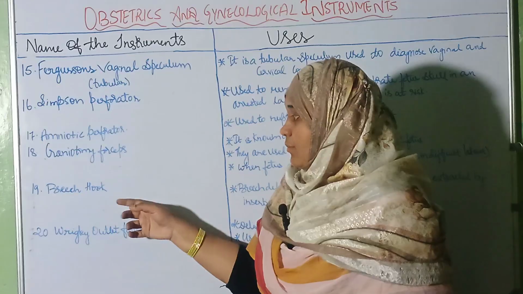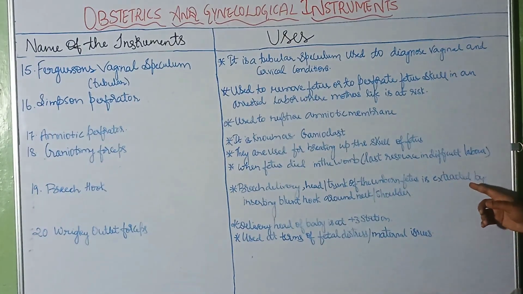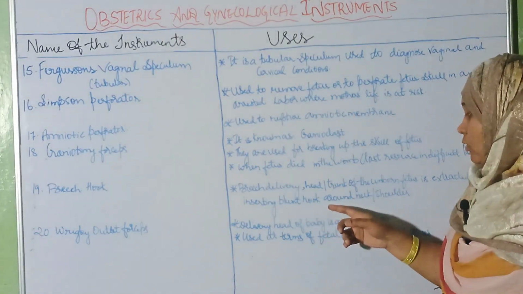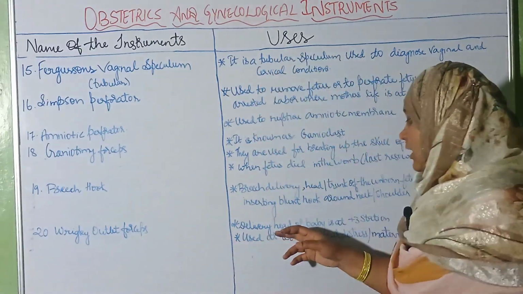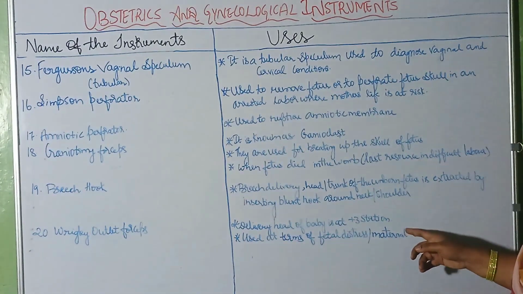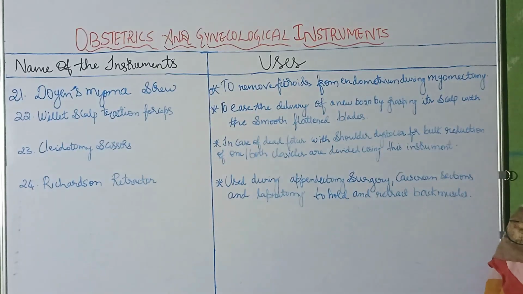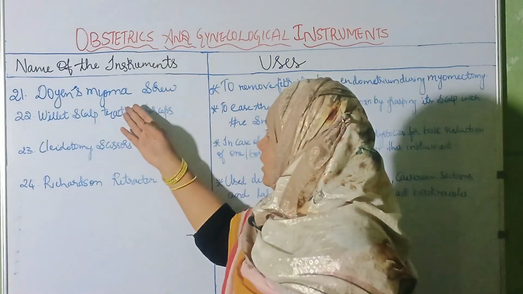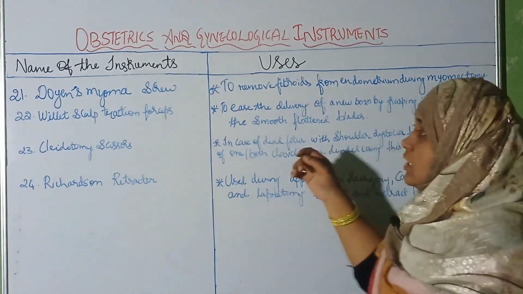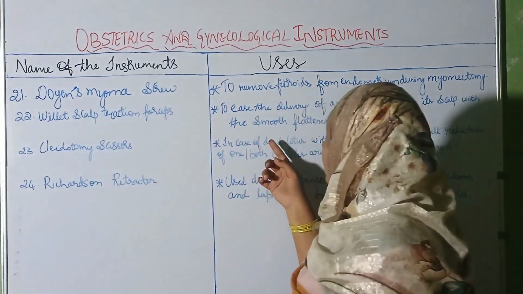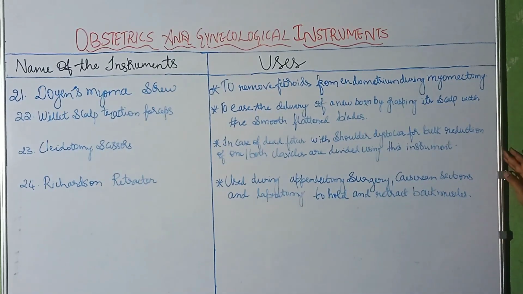Next is the breech hook. Breech is nothing but breech delivery. The head or trunk of the unborn fetus is extracted by inserting a blunt hook around the neck or shoulder. Then Wrigley's outlet forceps are used to deliver the baby when the head is at +3 station, in cases of fetal distress or maternal issues. Next is the Doyle's myoma screw. It is used to remove fibroids from the endometrium during myomectomy. Next is the Willett scalp traction forceps.